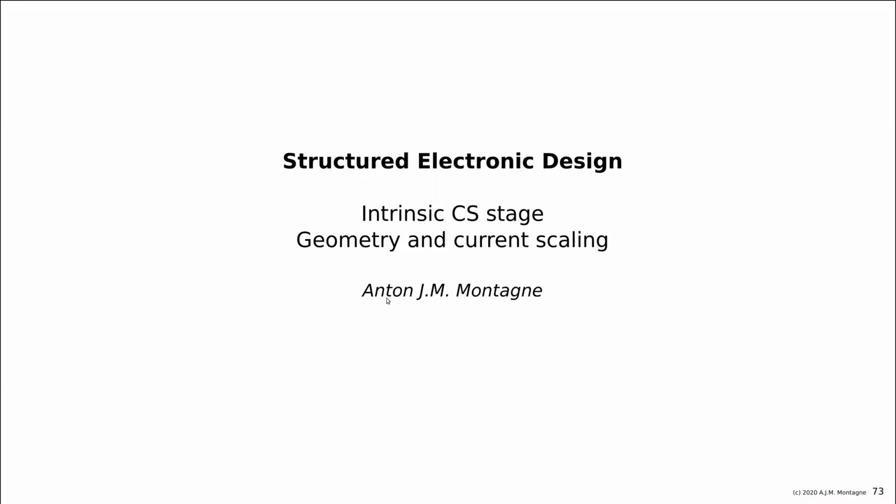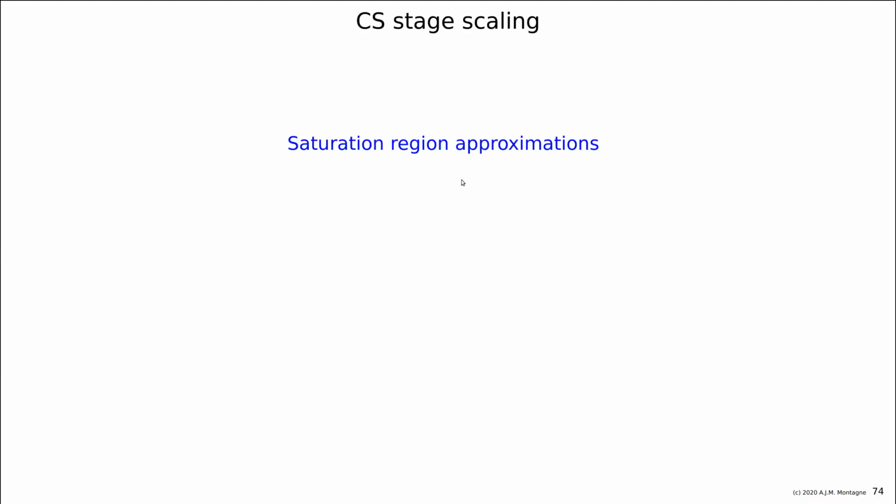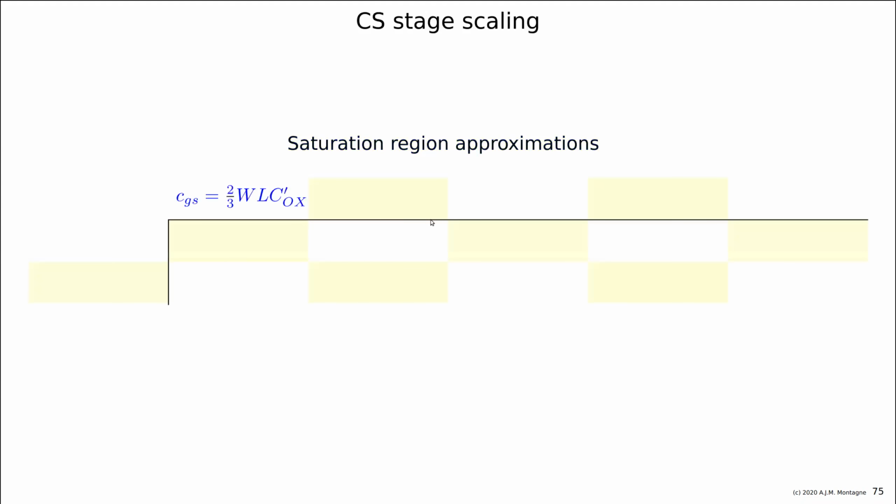We are going to scale the current or the geometry of the device and want to have a rough indication of what will be happening. So we are going to use the devices, the CS stage, mostly in the saturation region, because there it has the highest gain. It has the best amplifying capabilities. So all approximations are only valid for the saturation region.